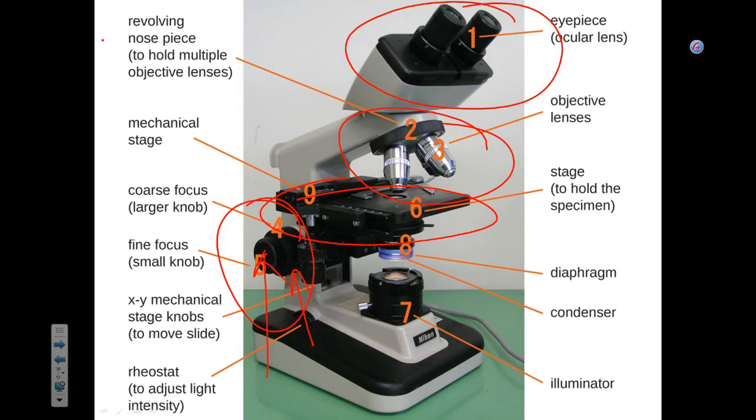This would be about the right distance, okay? When you move to high power, the lens should be maybe 1/10 or 2/10 of an inch away from the slide. It's super close. When you switch to oil immersion, it practically touches the slide. Because sometimes I have students telling me they can't see anything. Well, you can't see anything.